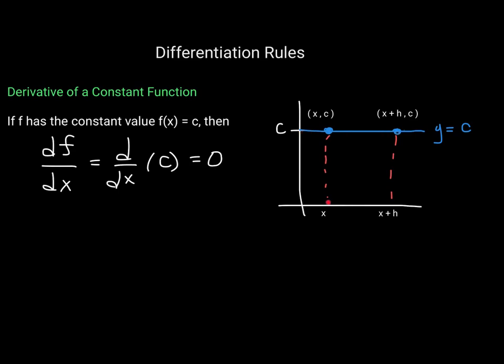So if you start at this point, x comma c, and if you move h units maybe to the right, let's say, the function value is still c. So no matter what point you consider in the domain of this constant function, the function value is always c. Remember that we define the derivative as the slope at any point along the curve. And so no matter what point you consider, the slope is going to be 0 because this is a horizontal line.